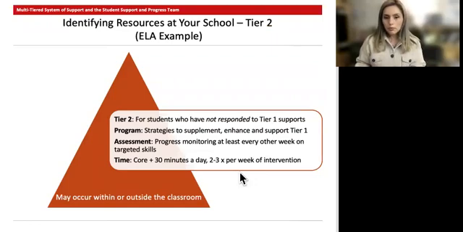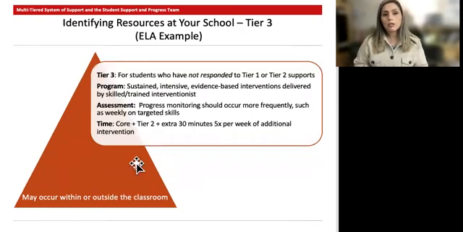The teacher delivers the intervention and progress monitors. If the teacher sees they're still not making adequate progress, then we move on to a tier three support. Tier three support is for students who haven't shown adequate progress with tier one or tier two interventions.